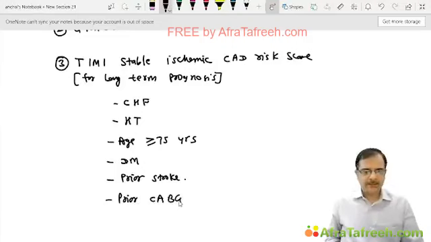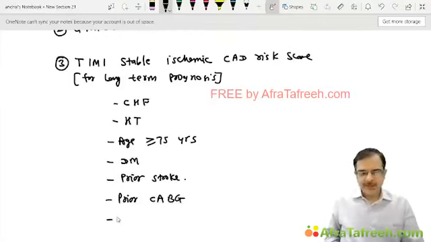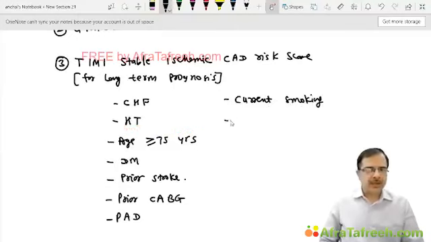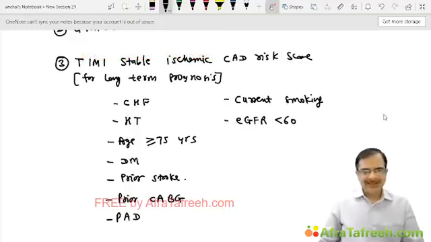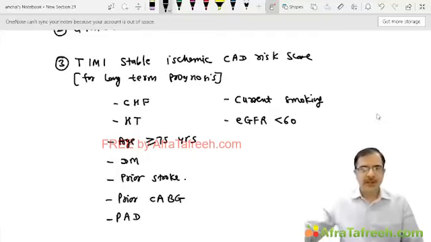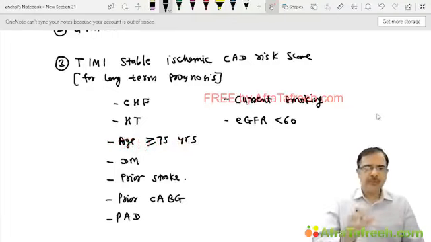patient has a prior bypass surgery, patient has peripheral artery disease, PAD is peripheral artery disease, or patient is a current smoker, or eGFR less than 60. So these are the parameters which will be used for long-term prognosis in cases of non-ST elevation MI patients.